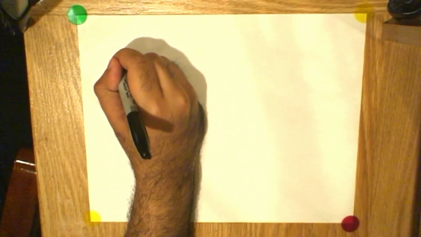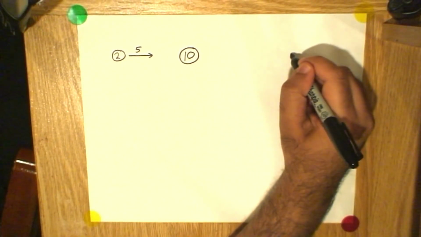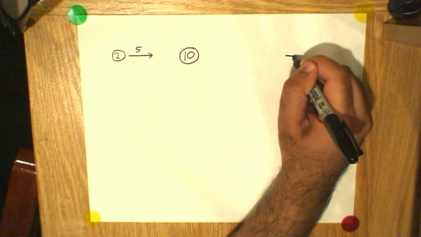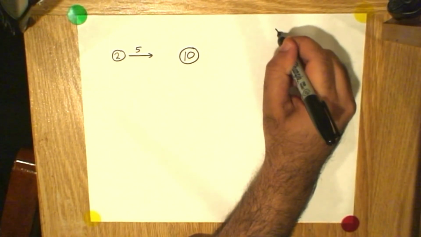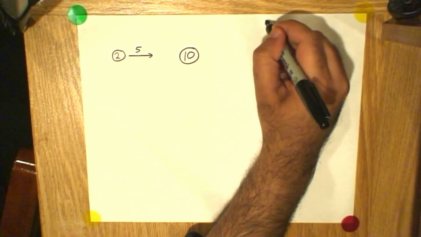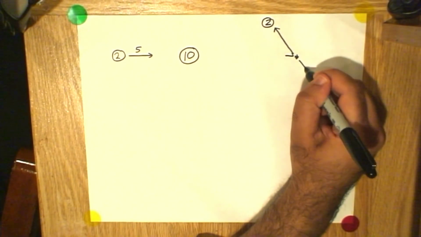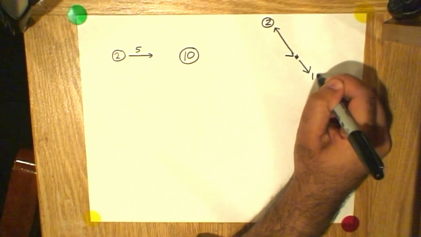In this question, we have a 2 kilogram object that is initially moving at 5 meters per second, and a stationary 10 kilogram object, an object which is at rest. Now what's going to happen is the 2 kilogram object is going to bounce off the 10 kilogram object. So if this is the point of collision, the 2 kilogram object gets shot this way, and the 10 kilogram object is going to travel in something like this direction.